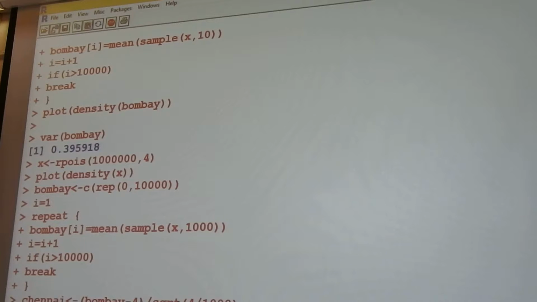X bar minus 4, divided by this. It would have a variance of 4 upon 1000, because 1000 is the sample size and 4 is the original variance. So 4 upon 1000 is the variance, and the square root of that is the standard deviation. So it is X bar minus 4, a normally distributed random variable minus its mean divided by standard deviation, which should be a standard normal, right?